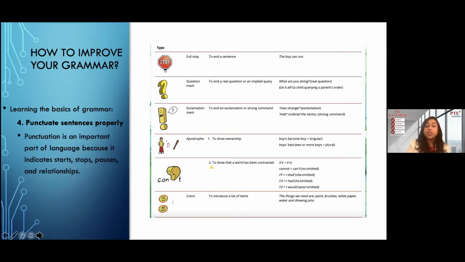So yeah, punctuation is an important part of language because it indicates starts, stops, pauses, and relationships. So yeah, if you are beginning a new sentence, the first letter is always going to be capital. When you're ending a sentence, you must put a full stop in the end. If you don't follow these rules, you are going to lose significant marks for grammar in all the writing areas.